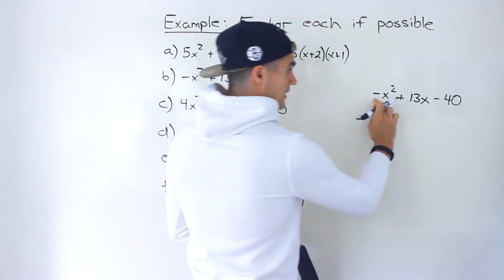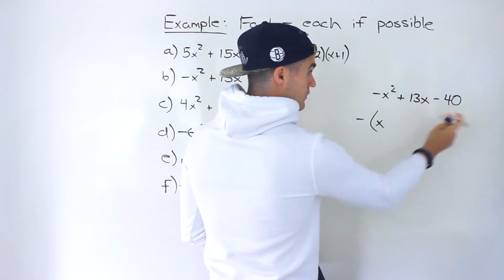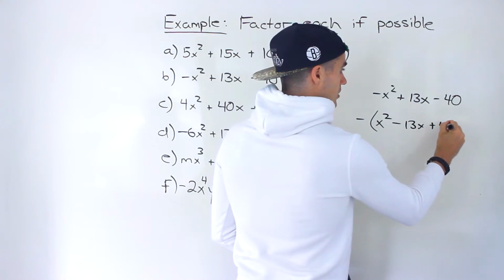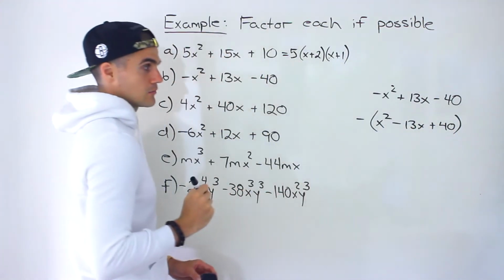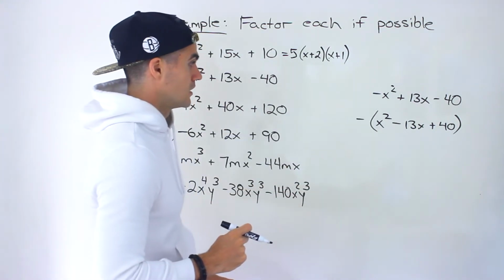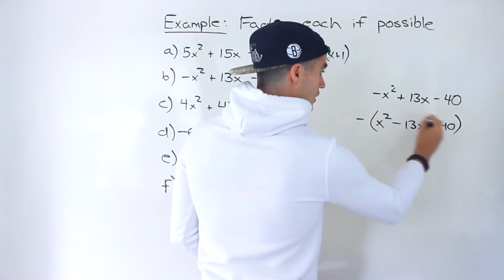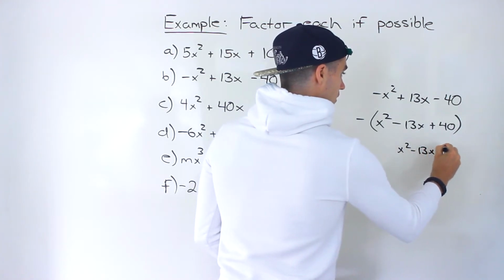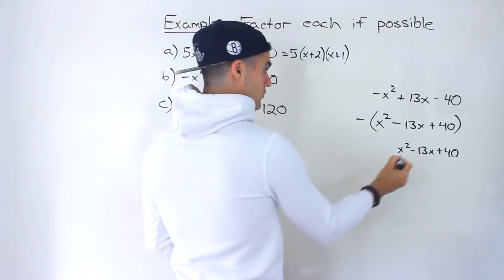And then what's going to happen, everything's going to stay the same, but all the signs are just going to change because we're dividing everything by -1. So we'd have x squared minus 13x plus 40, like that. Again, if you take that -1, redistribute it in the bracket, you'd end up with that original expression. Okay, so now what we can do is we could work with this quadratic separately, and then we'll come back and put that -1 in front after we factor this.